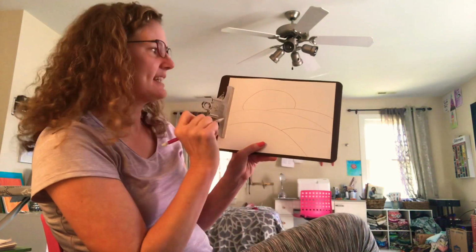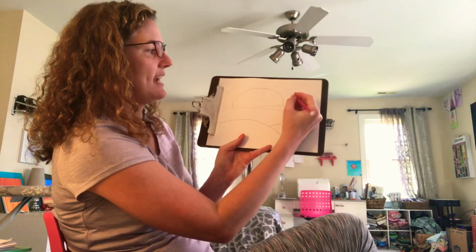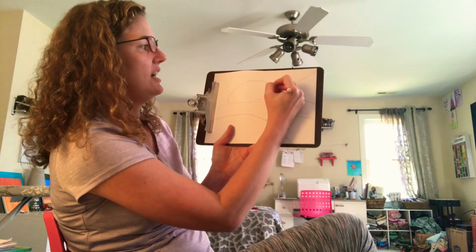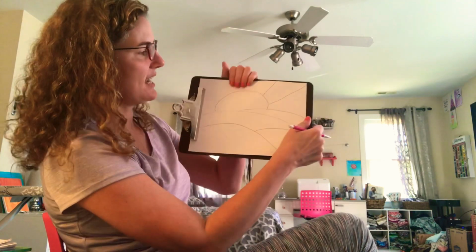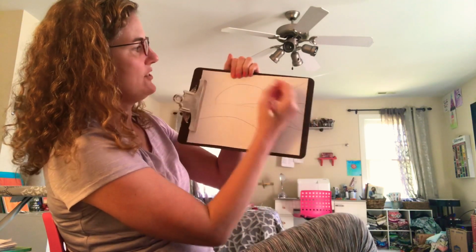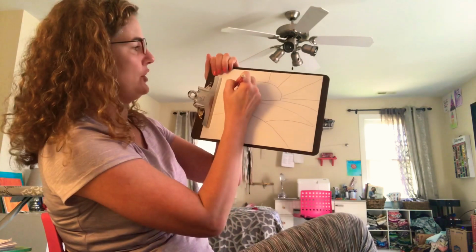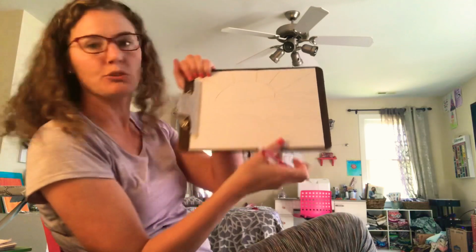Now let's make diagonal lines. Now these diagonal lines are going to touch the sides of the paper. And you can do as many as you would like or as few as you would like. These are the sun's rays.